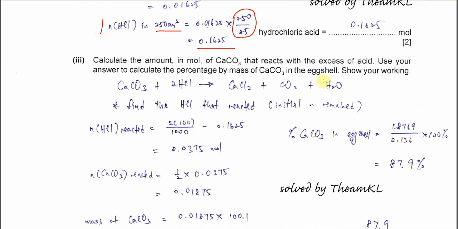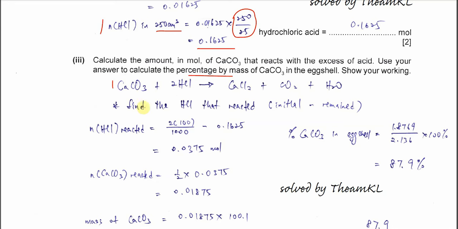After we get this mole, then we continue. Calculate the amount in moles of calcium carbonate that reacts with excess acid. Use your answer to calculate the percentage by mass of calcium carbonate in the eggshell. First you need to recall the equation given in the question. 1 mole of calcium carbonate reacts with 2 moles of acid. So if you want the moles of calcium carbonate, it must be half of the HCl moles, because their ratio is 1 to 2.